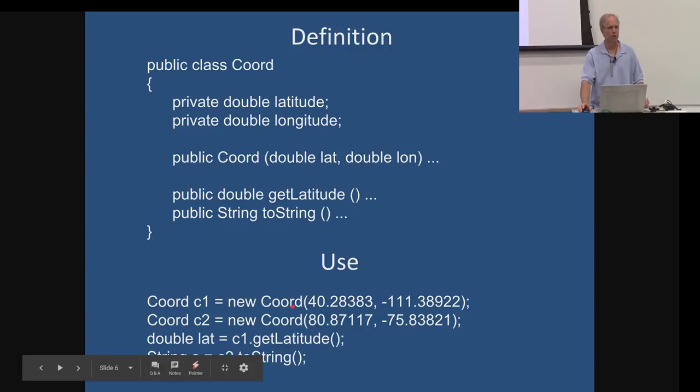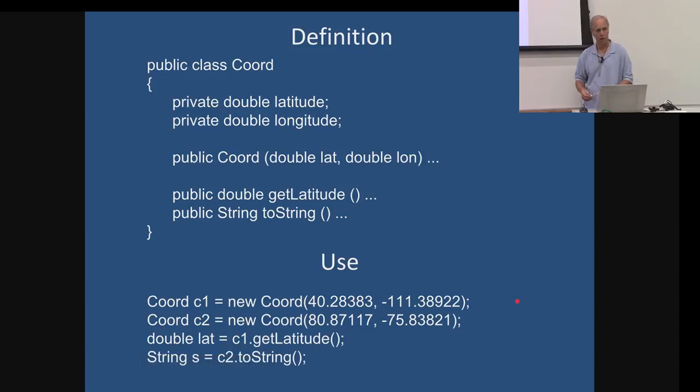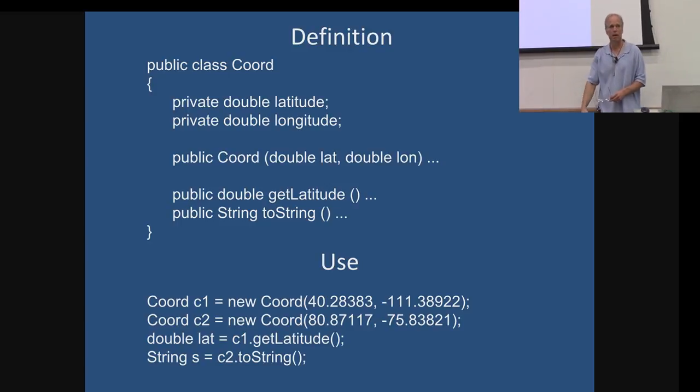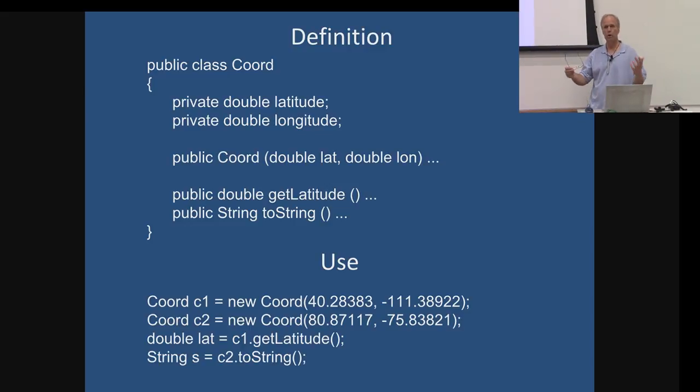You say new Scanner, new Random, whatever. So this says create a new coordinate from these parameters. This creates a reference to a Coord object and stores it in c1. Same thing right here. We create another Coord object and store it in c2. Once you've done that, you can call methods. So you can say c1.getLatitude, because getLatitude is a method provided by the class. Or you can say c2.toString, because toString is a method. So once you have that class, suddenly you have coordinates.